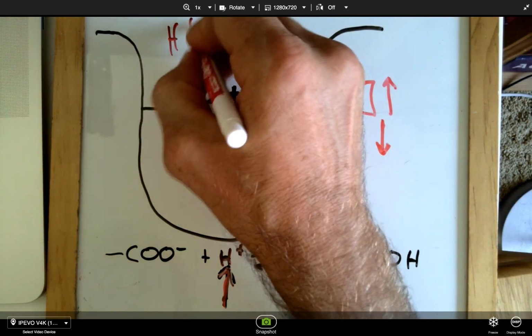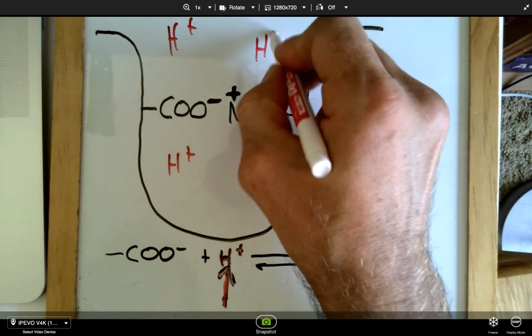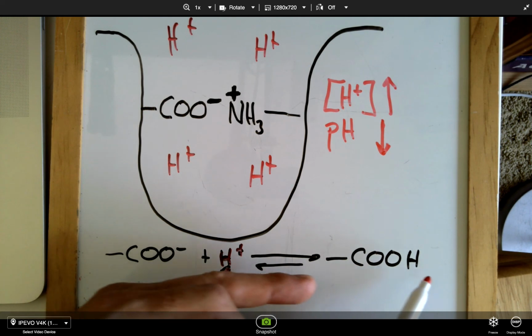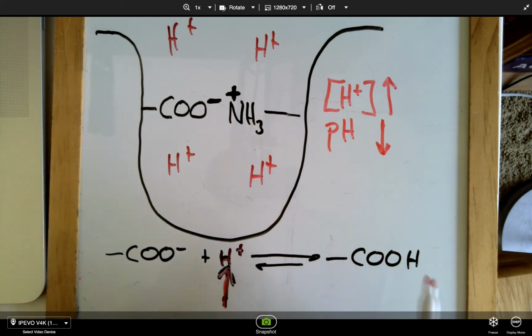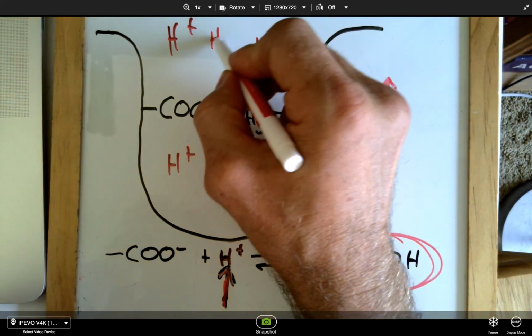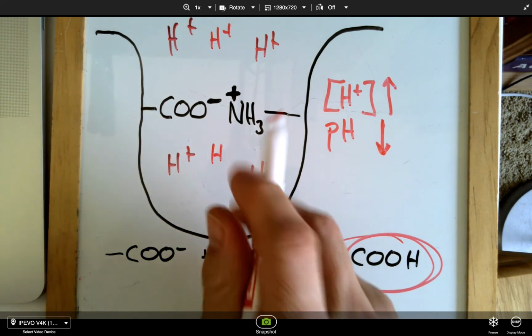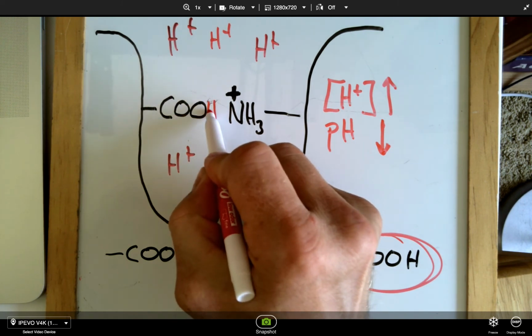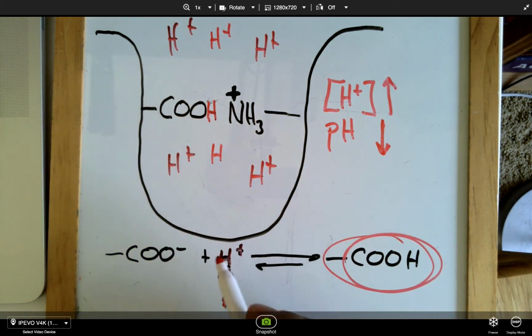We're adding more and more protons in our solution. Now, if we take a look here at this reaction, and we understand the principles of chemistry and equilibrium, if we increase the concentration of one of the reactants, that equilibrium is going to shift to the right, towards the products. That means we're going to end up having more of this in solution. So as we increase the concentration of protons, suddenly more and more of these molecules, that carboxyl group is going to be protonated.